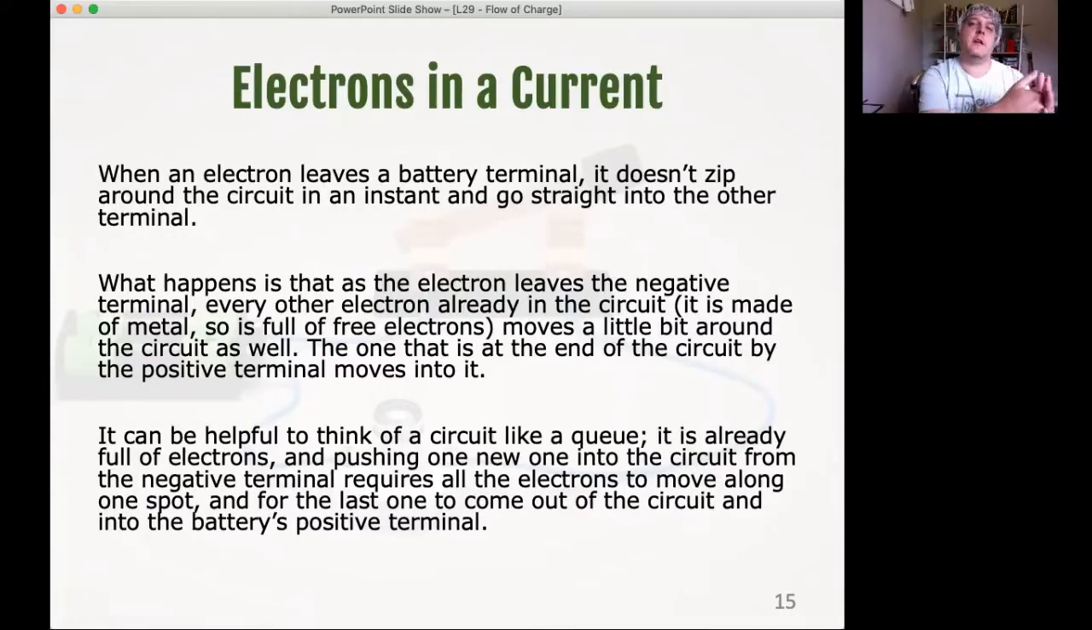But if you push one extra electron in, then it just shoves them all along very slightly all the way through that metal circuit until you get to the positive end, where one electron at that end of the wire will be pushed off the wire and into the positive end of the battery. So the electrons don't just zip around, right? There's this huge big queue of electrons in the wire, and you push one into the wire off the negative end of the battery, and that just means that one at the other end will come off the wire and into the positive end of the battery. So they are different electrons, right? It's not one electron leaving the negative end, zipping around at the speed of light and jumping into the positive end. That doesn't happen.